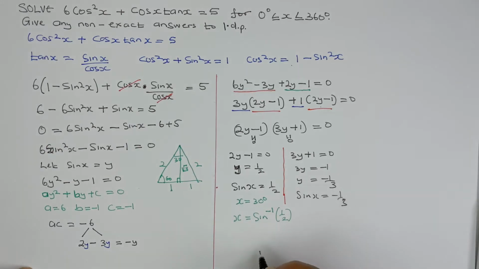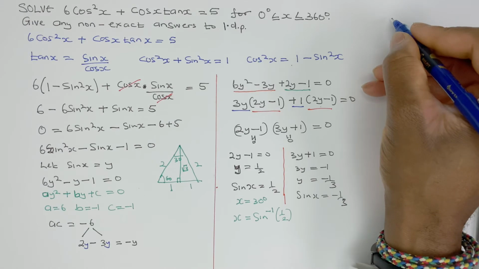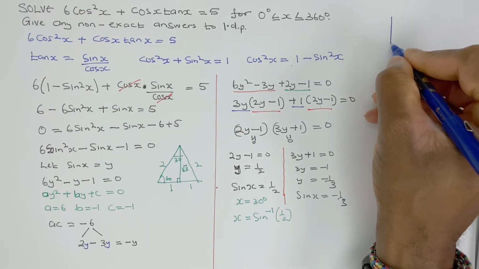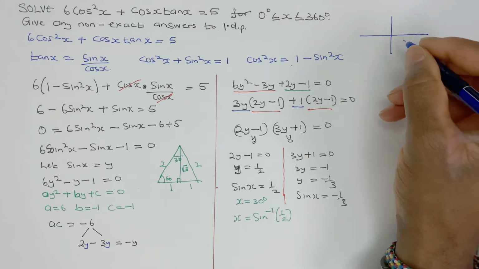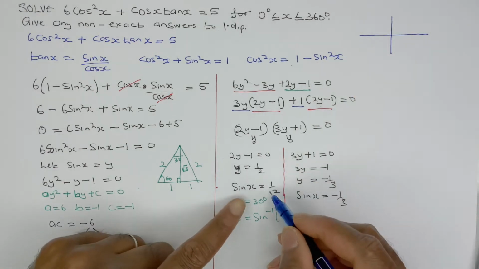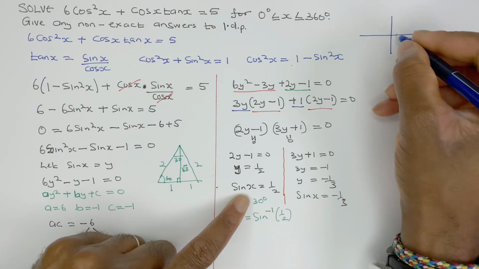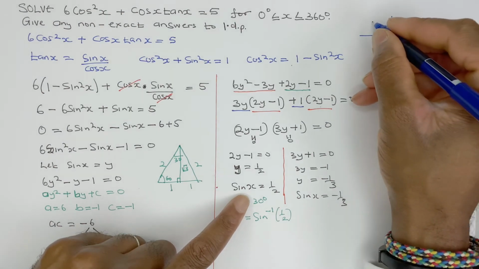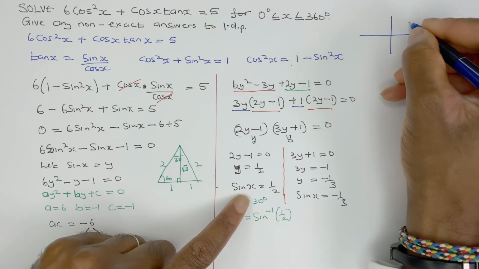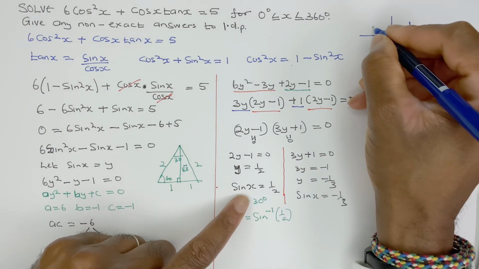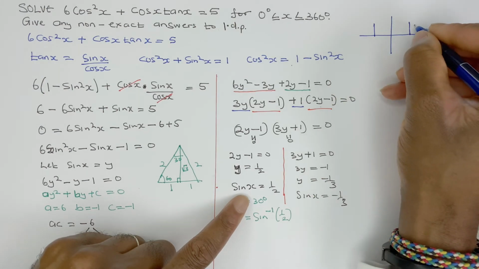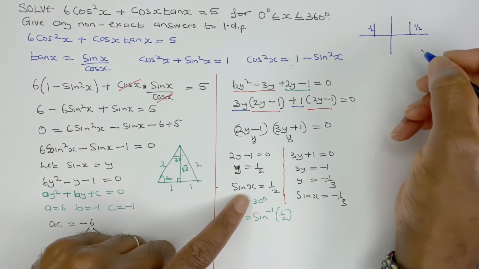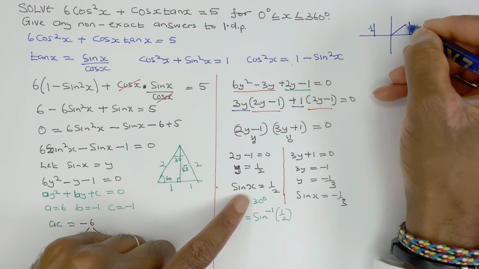And from there, we now need to find the angle. What's the answer to this one? So I'm going to do that here. It's easy to solve because I'm going to use a CAST diagram. Sine x is a half. In the CAST diagram, sine is positive here and here. So this is a half, and that's a half. And if you look at it, it goes like that. That's 30 degrees.